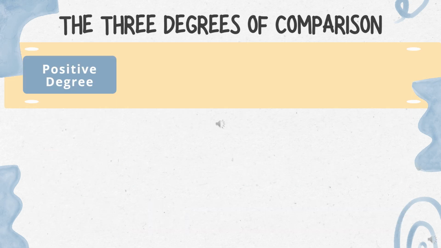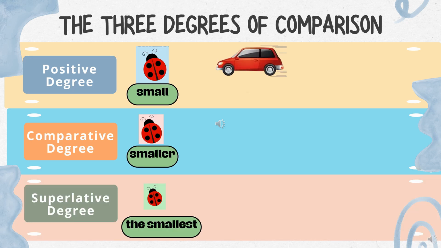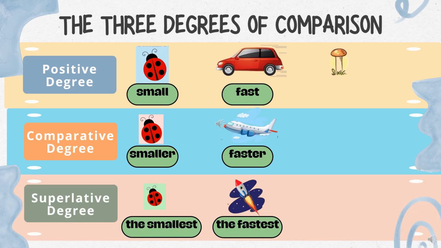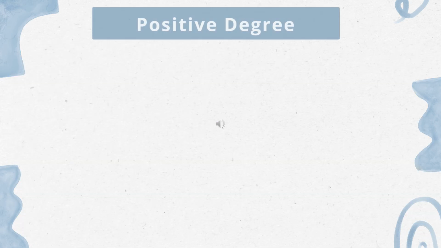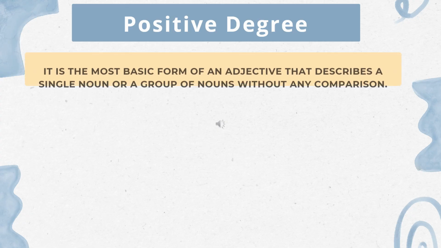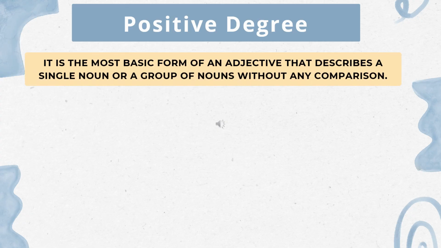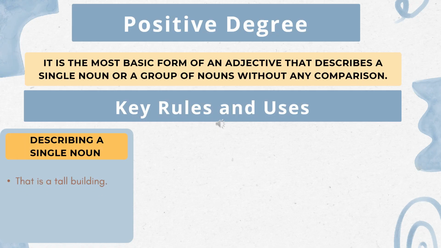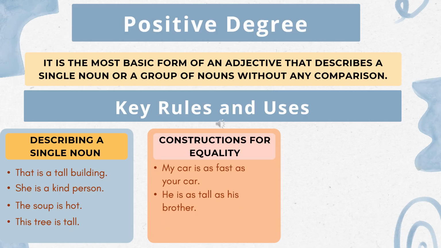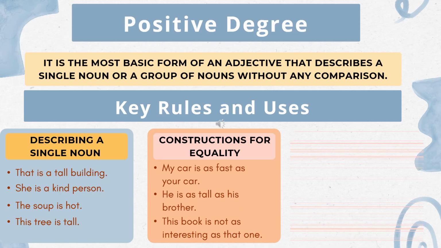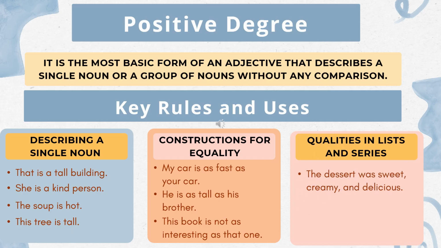Most adjectives follow the pattern: small, smaller, smallest. But some are irregular, like good, better, best. Knowing which is key to speaking correctly. The positive degree is the simplest form. It just describes a noun, with no comparison. You use it for simple descriptions: a tall building, a kind person. It's also used to show equality with the structure as...as: my car is as fast as your car. And you use it to list qualities in a series: the dessert was sweet, creamy, and delicious.